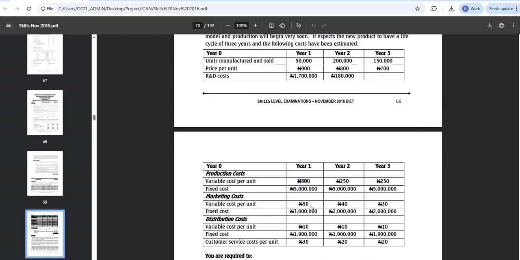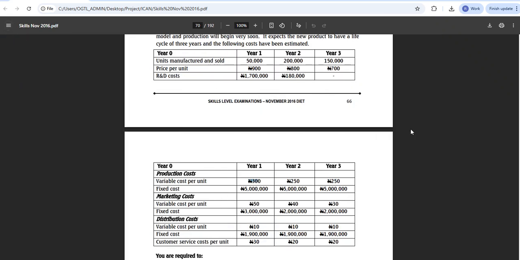Are we together, please? So we have the variable cost to be 300 naira, and the units produced are 50,000. Year 2 is 250 naira, units produced is 200,000. Year 3 is 250 naira with 150,000 units, right? That's the variable cost. Your fixed cost is always fixed.